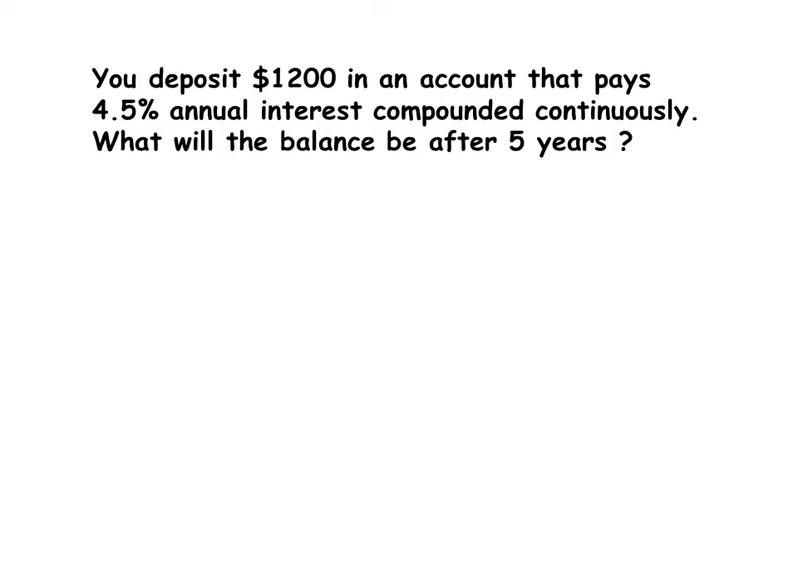All right, so what you notice in this word problem is the word compounded continuously. So that alerts you to the fact that you should use the PERT equation. The $1,200 is your principal, the amount that you started with. 4.5% is the rate, and the time is 5 years. Plug those in, put this in your calculator, and you should get $1,503.